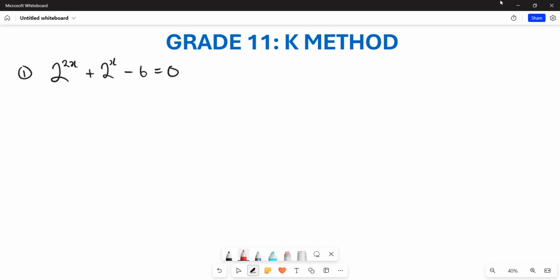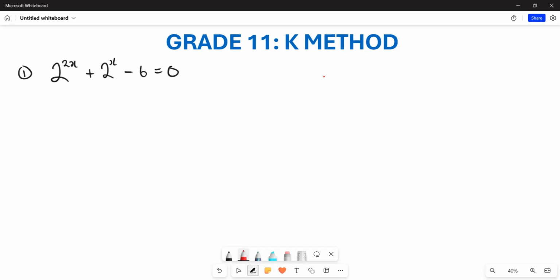Look, today I just want us to look at a few concepts. I wanted to cover the concept of the K method so that everyone can understand the general idea of your K method. For an example, let's say we are given 2 to the power of 2x plus 2 to the power of x subtract 6 is equal to 0. Now, how do we go about solving for this?